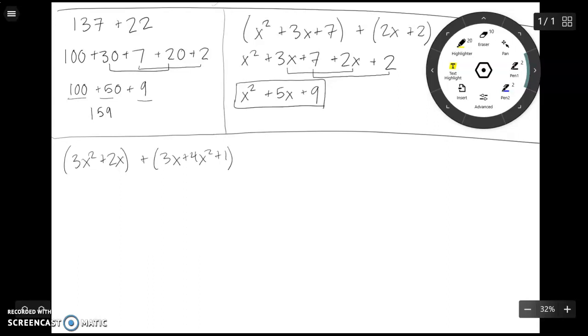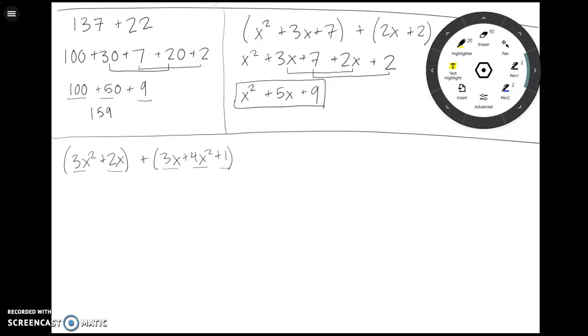Okay, so say I have these two polynomials, I'm trying to add them together. The first thing I'm going to do is try to find my like terms. So I notice I have two terms that have an x squared in them, and I have two terms that have an x in them, and then I have just one term that has no x's.